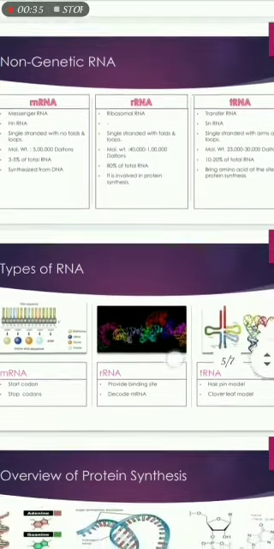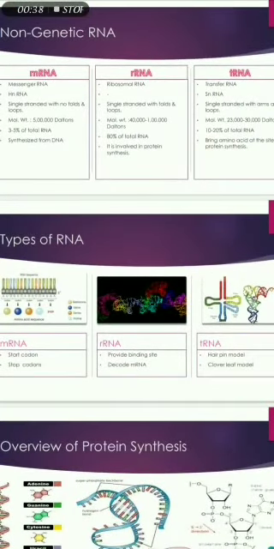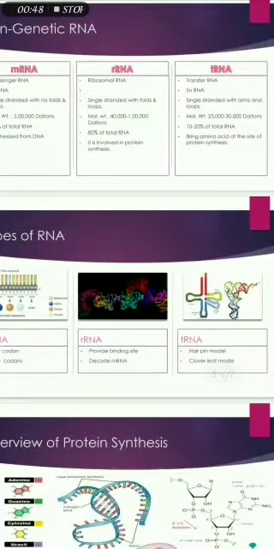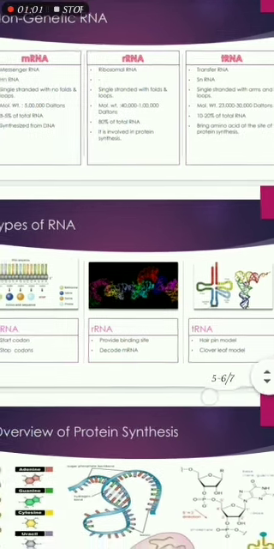Coming towards the production, messenger RNA is synthesized from the DNA. Ribosomal RNA is involved in protein synthesis and transfer RNA brings the amino acids to the site of protein synthesis. By the name transfer RNA, it is understood that it transfers something. It transfers the active amino acids from one place to the site of protein synthesis, that is the ribosomes.